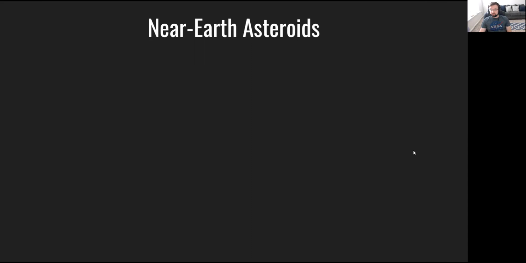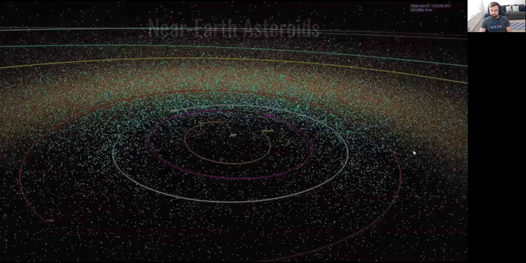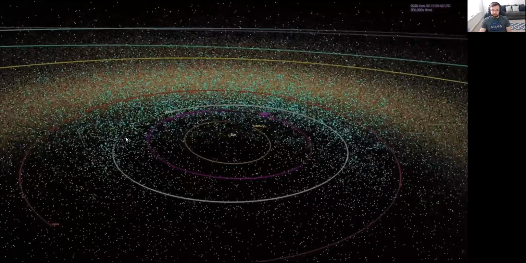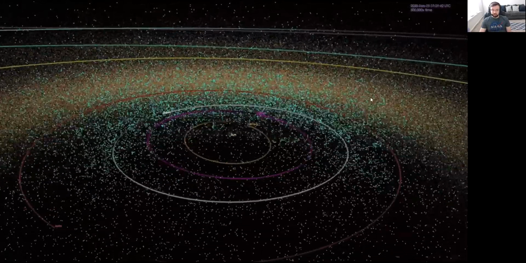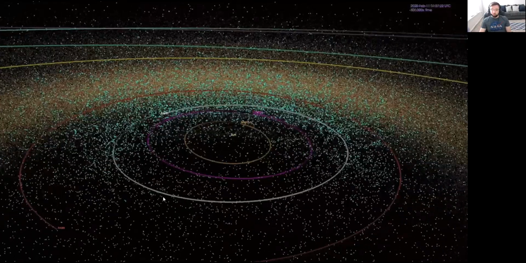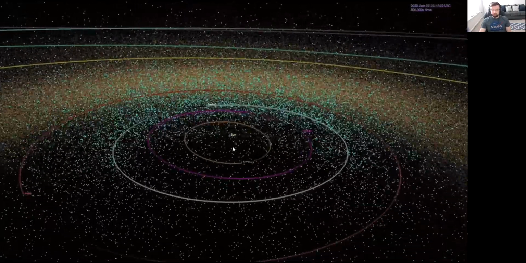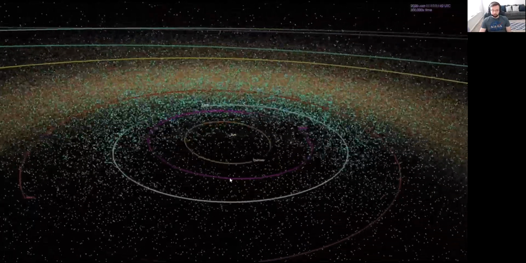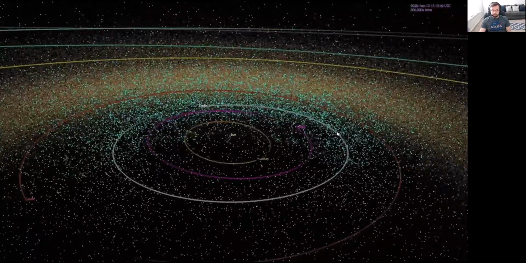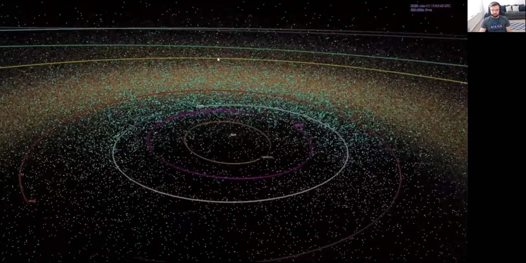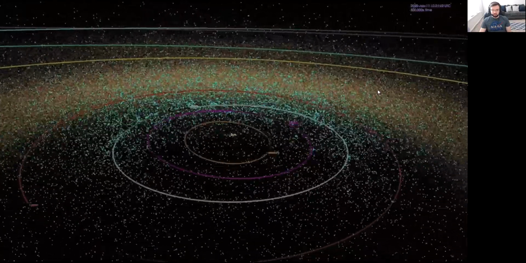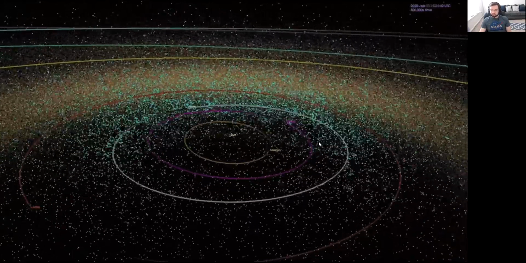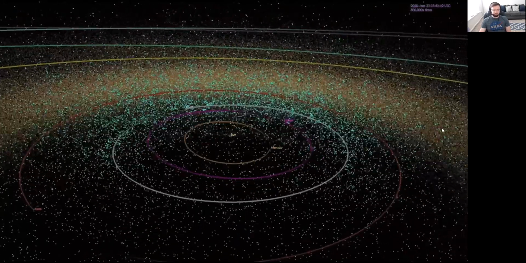Now, Jupiter is not the only planet that has these asteroids hanging around it. Earth does too. This shows you all the asteroids that we're aware of around the Earth. So there's the sun at the center. Mercury is the brown circle. Venus is the purple. Earth is the white circle. All of these dots are asteroids. So the solar system isn't as empty as we probably think of it.